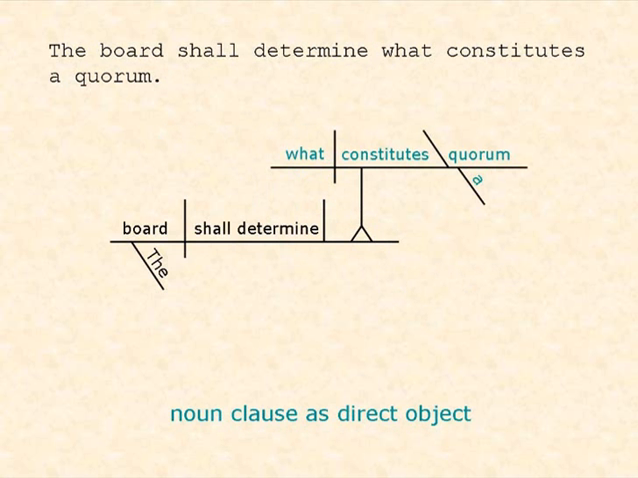Here the noun clause is the direct object. The noun clause is what constitutes a quorum. Thanks for clarifying that.